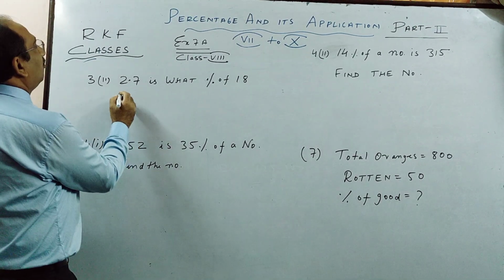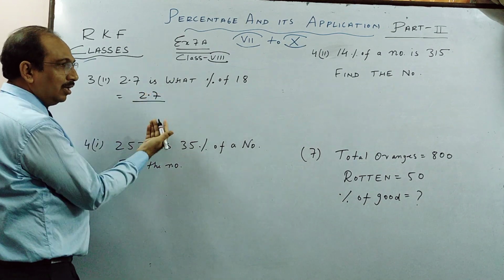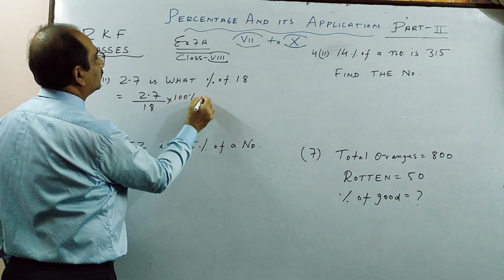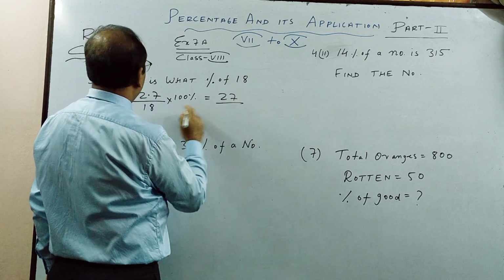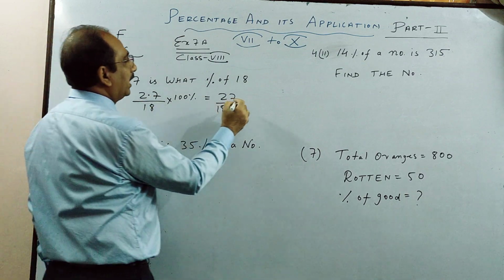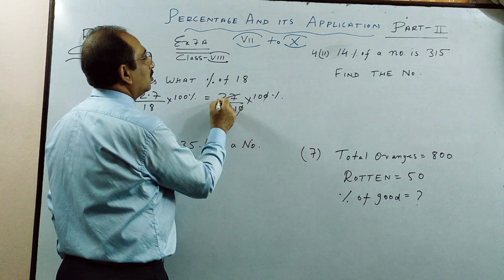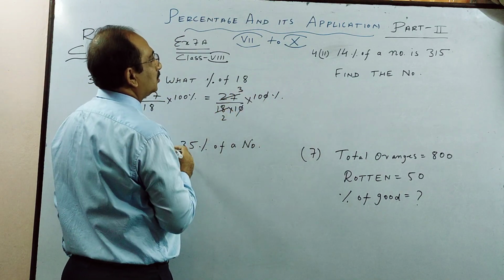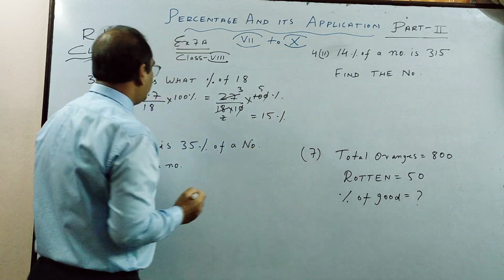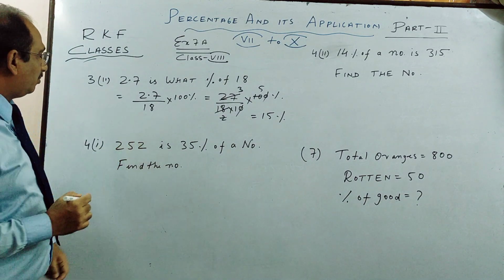So we solve this. 2.7 is what percent of 18? So part by whole, as you see in my previous question, 2.7 by 18 into 100%. When you remove the decimal, down we will get 10 and 100%. So when you cancel 0, 0, 9 3s are 27, 2 and 2 5s are 10, so 15%. See how you can do this by mental math, children. This you can do by mental math. See how.